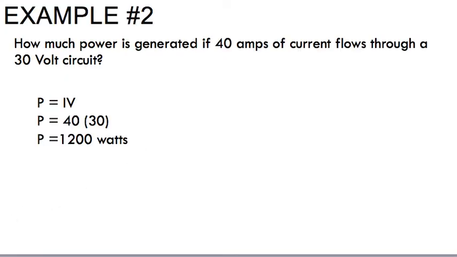So let's do an example real quick. How much power is generated if 40 amps of current flows through a 30 volt circuit? So we've got 40 amps, we plug that in for I, and we've got our 30 volts, plug that in for V, multiply the two, and we get 1200 watts, right? So all in all, it's pretty easy to do, right?